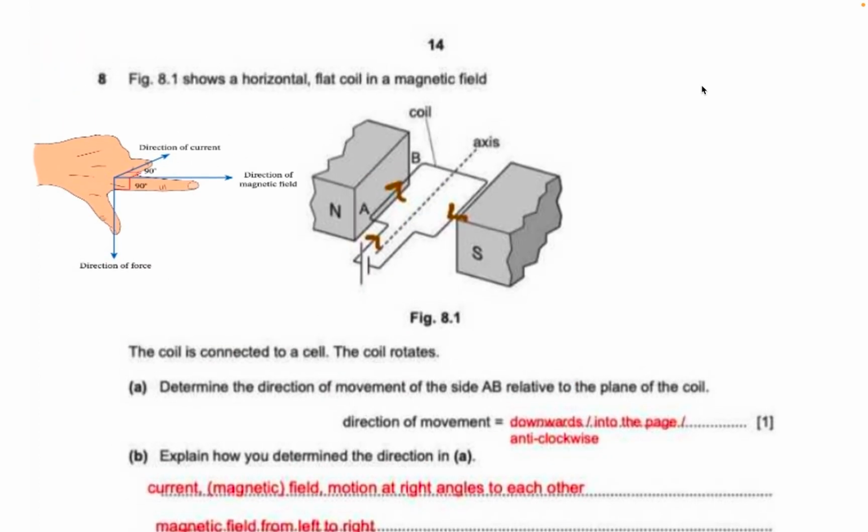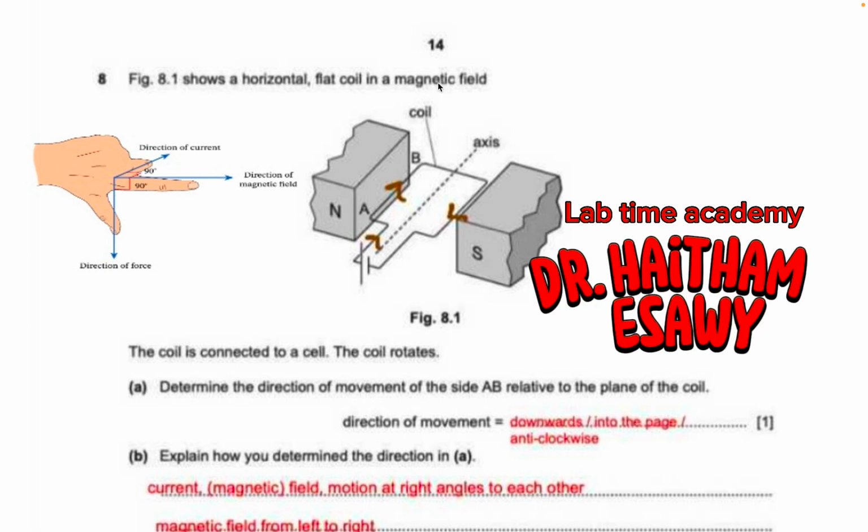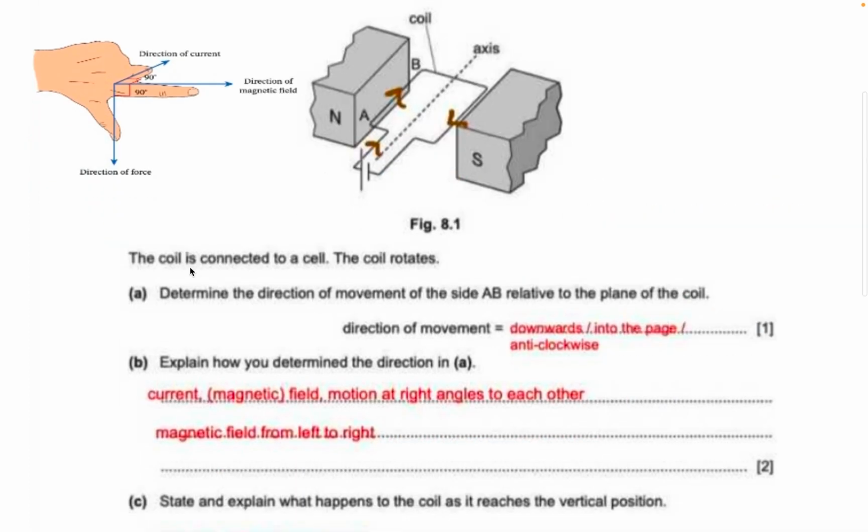Question 8. Figure 8.1 shows a horizontal flat coil in a magnetic field. The coil is connected to a cell. The coil rotates between the 2 poles of the magnet, the N pole and the S pole. A. Determine the direction of movement of the side AB relative to the plane of the coil. What will be the direction of this side? To state the direction of the force, we have to state the direction of the electric current and the direction of the magnetic field. The magnetic field moves from N to S.